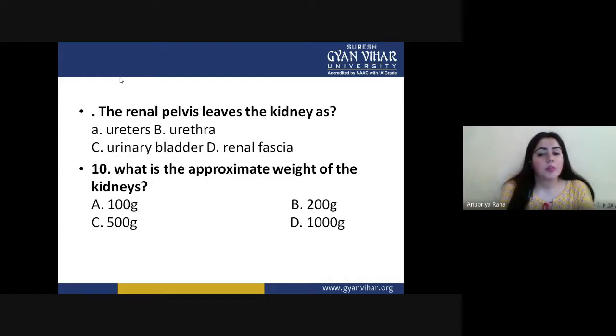What is the approximate weight of the kidney? I already told you the approximate weight. That can differ from species to species, but it is about 0.5% of our whole body weight, and one of the options you can find is very closely approximate to that weight.